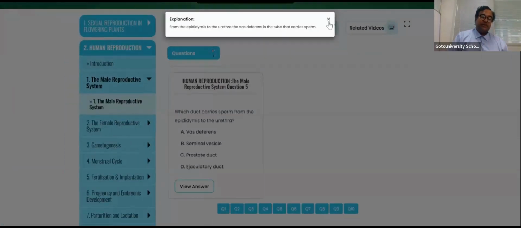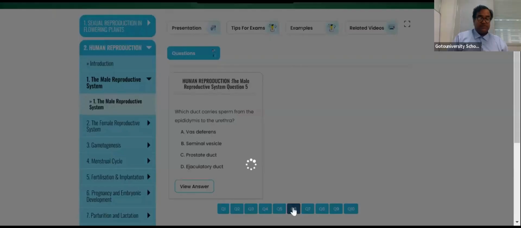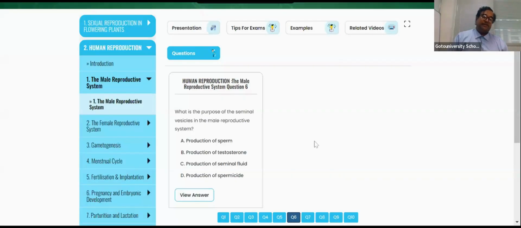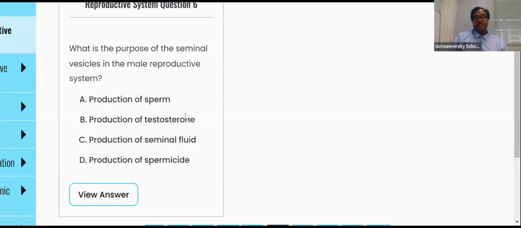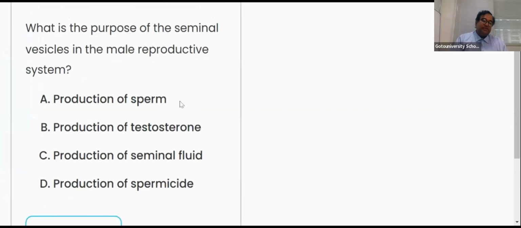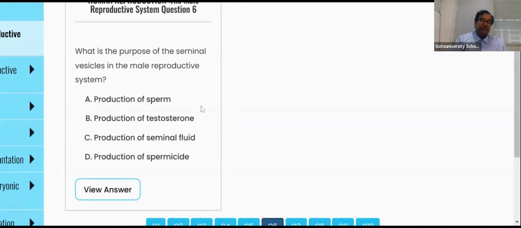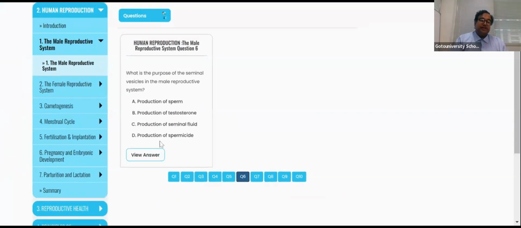So now we are entering into the 6th question. What is the purpose of seminal vesicles in the male reproductive system? You know very well the seminal vesicle is responsible for the production of seminal fluid. Seminal fluid is also called seminal plasma. That is the message we are supposed to know. Option C is correct.